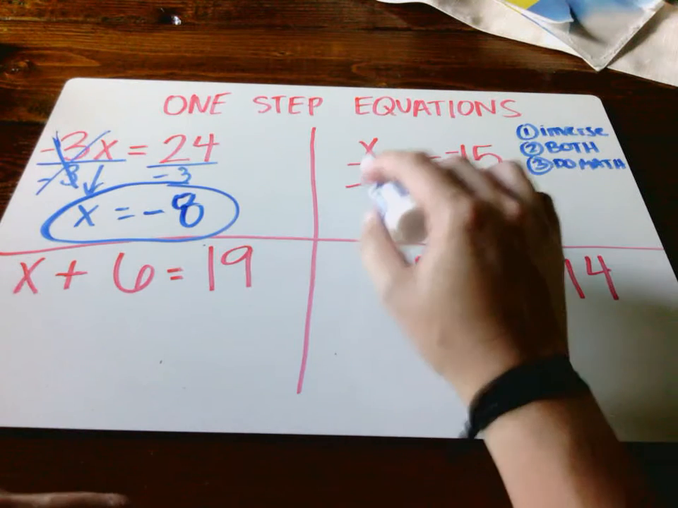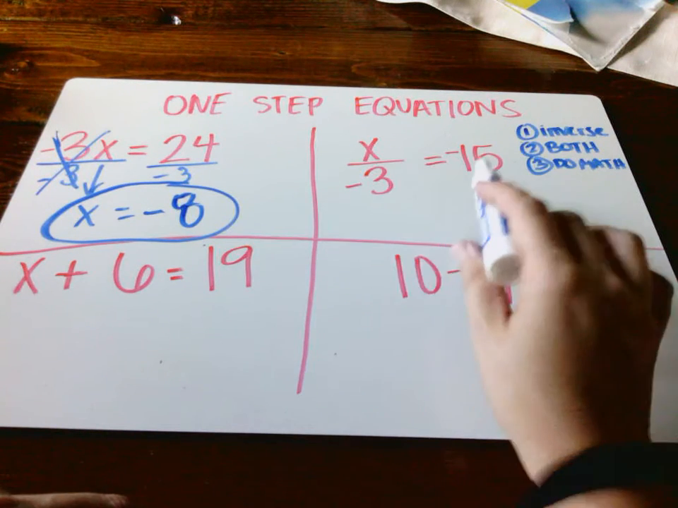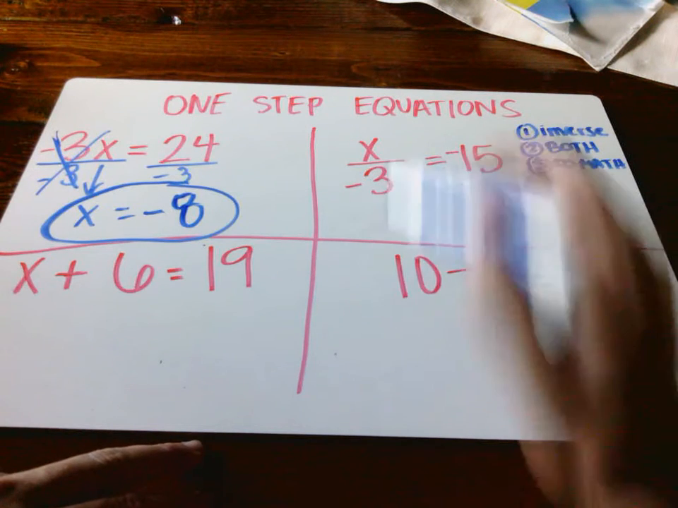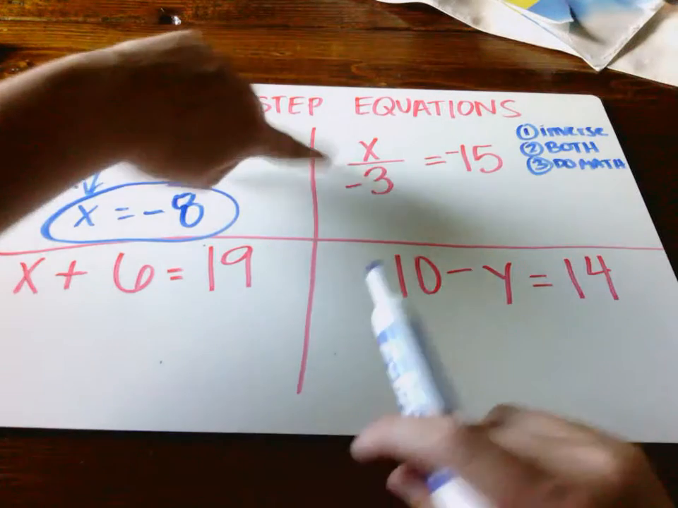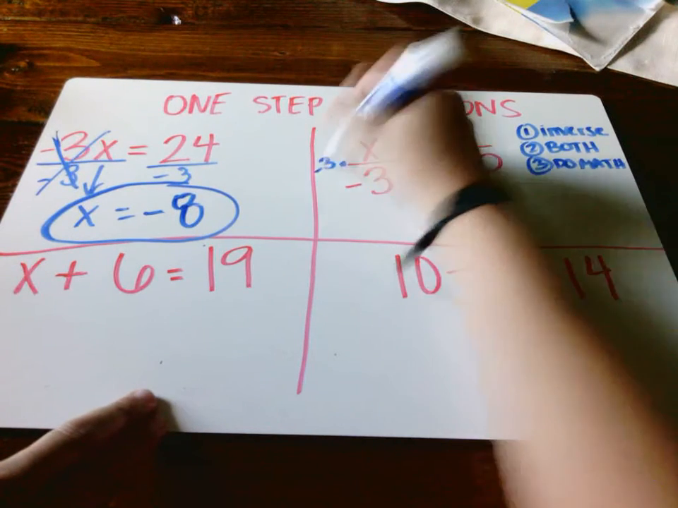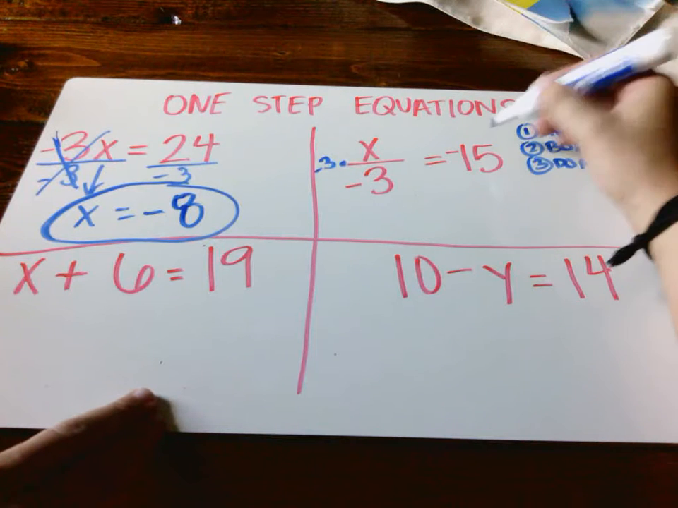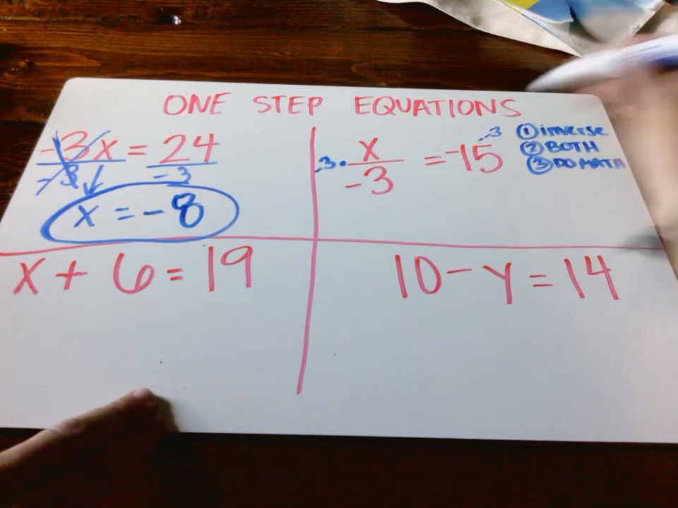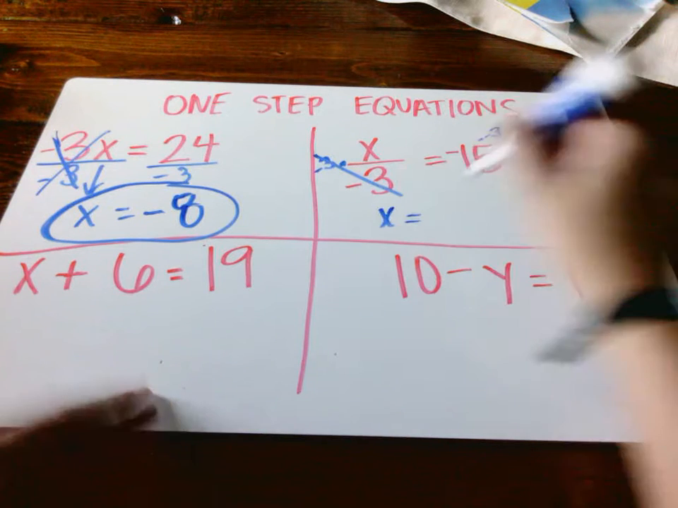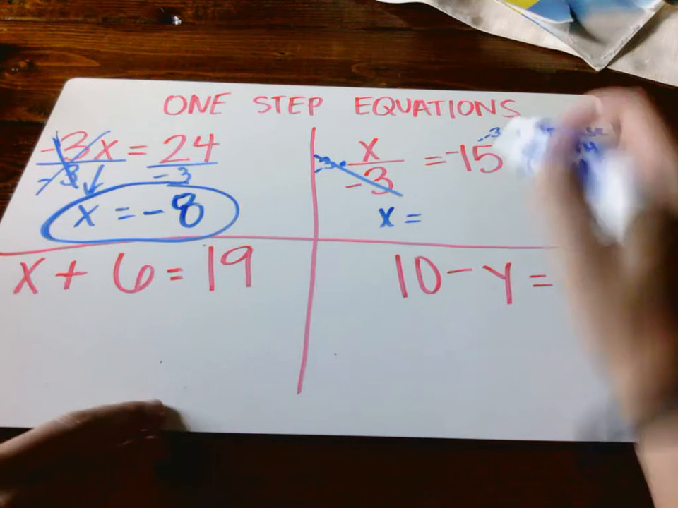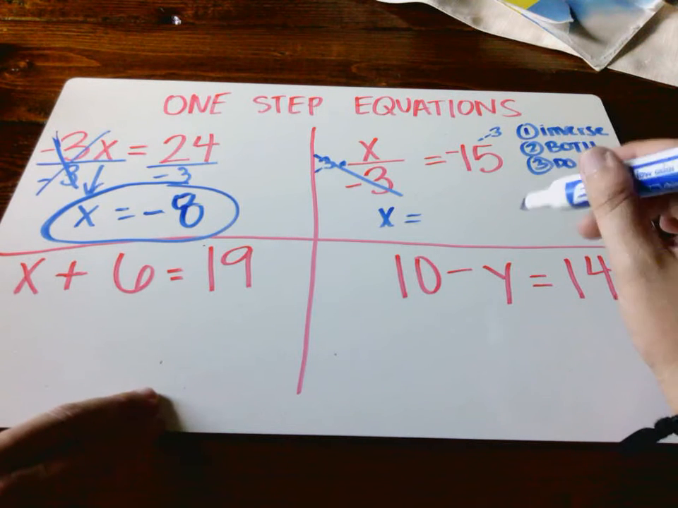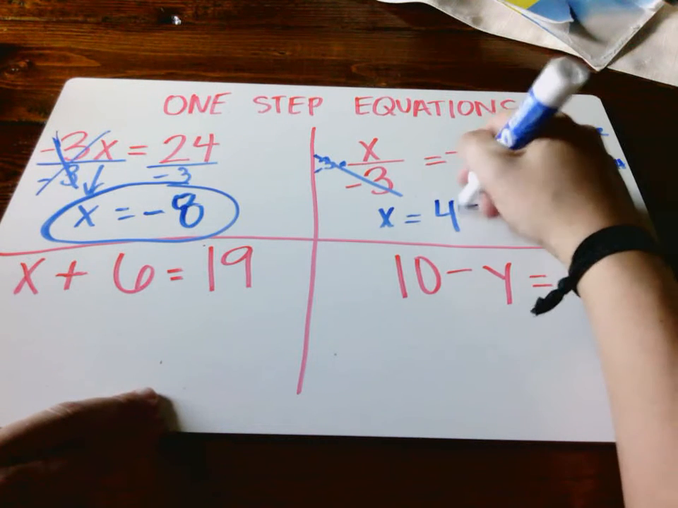Now let's look here. I have x over -3 equals -15. So first, again, I need to do the inverse operation. Currently it's being divided, so the inverse operation would be multiply. So I'm going to multiply both sides, because that's step 2, times -3. That gets rid of my -3. I have x equals -15 times -3. Well, a negative times a negative equals a positive, and 15 times 3 is 45.